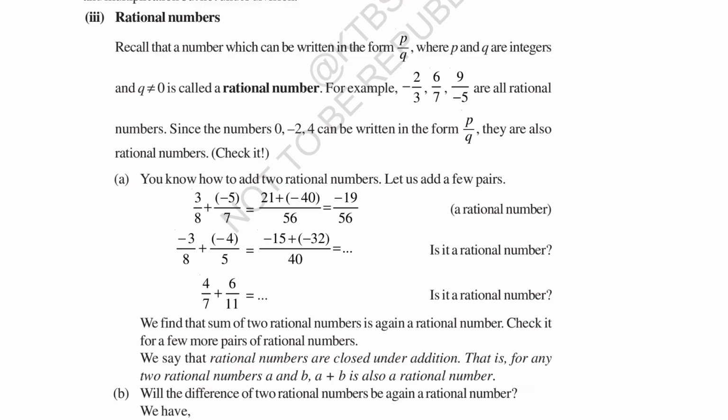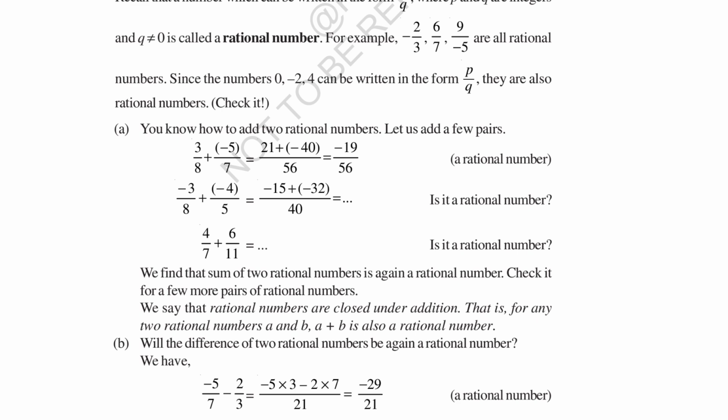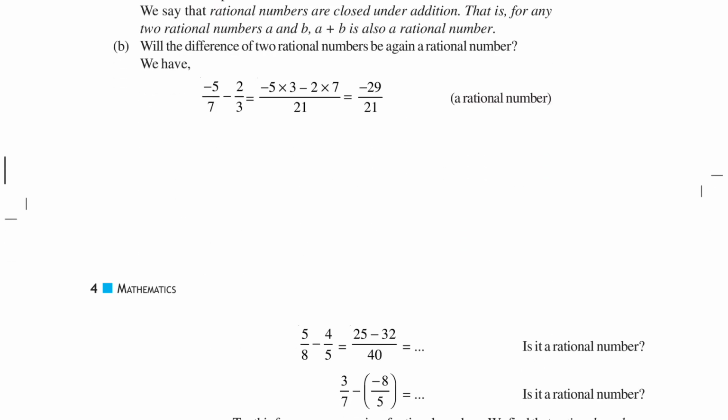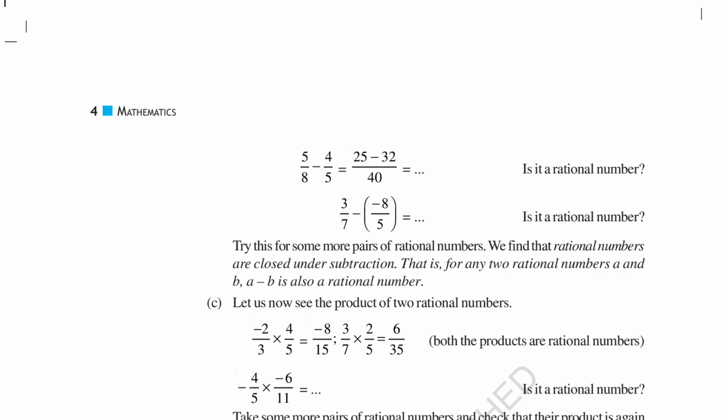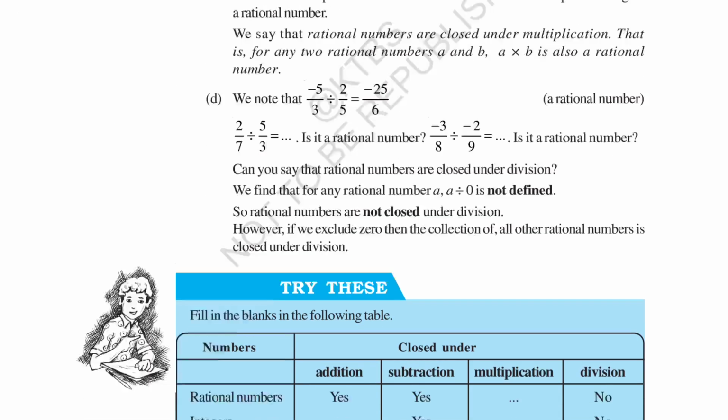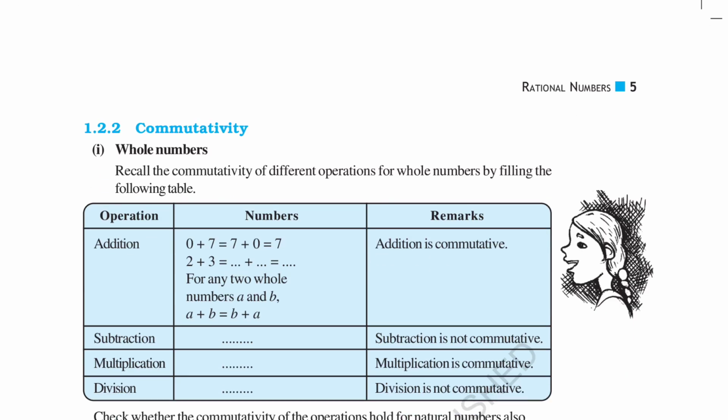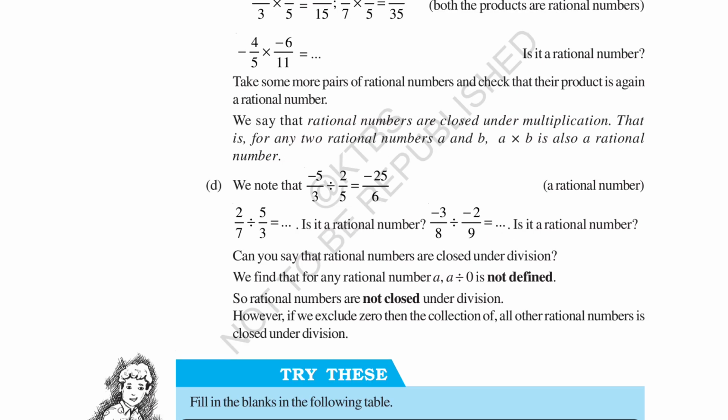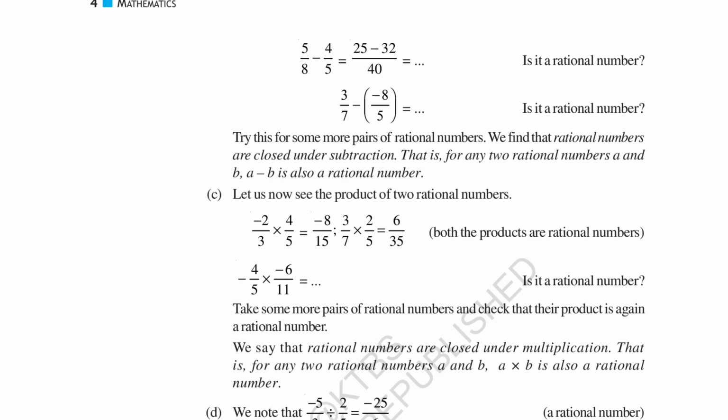Again here they have given some properties. The closure property and associative property are satisfied for rational numbers. Then the multiplication properties and division are there. These properties we can discuss in the next class.